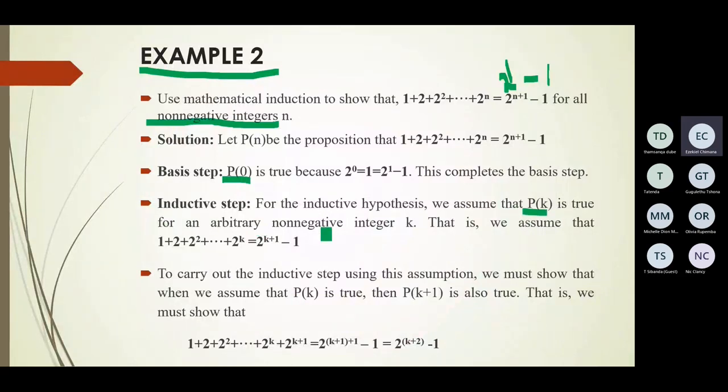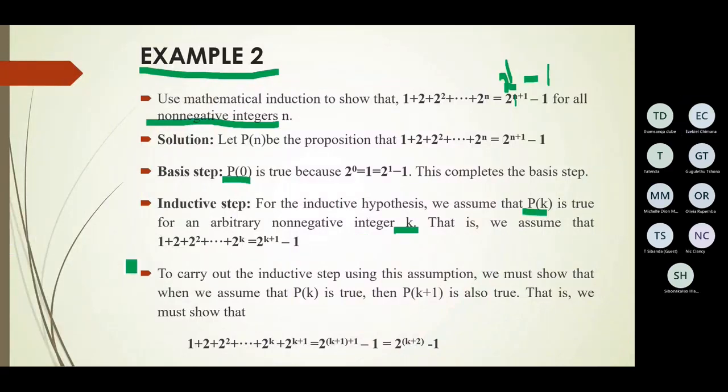Then on the inductive step, for the inductive hypothesis, we assume that P of k is true for any arbitrary non-negative integer k. That is, we assume that 1 plus 2 plus 2 squared plus 2 to the power k is equal to 2 to the power, we replace our n here by k, k plus 1, we replace also our n here by k, to give us 2 to the power k plus 1, then minus 1.